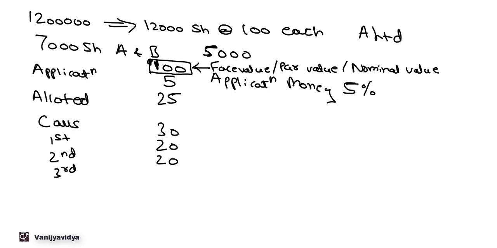Now say we have received some applications. So now we will allot the shares. Now on allotment we will receive 25 rupees per share. Now say as on 31st March 2020, say we have received application money plus allotment money and first call money.